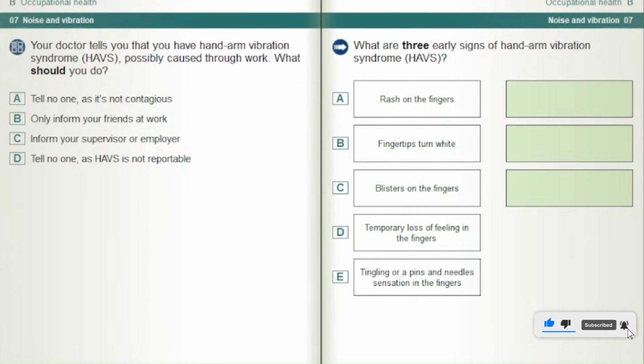Your doctor tells you that you have hand-arm vibration syndrome, HAVS, possibly caused through work. What should you do? Tell no one, as it's not contagious. Only inform your friends at work. Inform your supervisor or employer. Tell no one, as HAVS is not reportable.